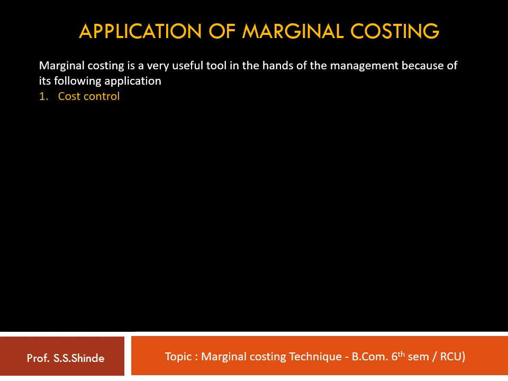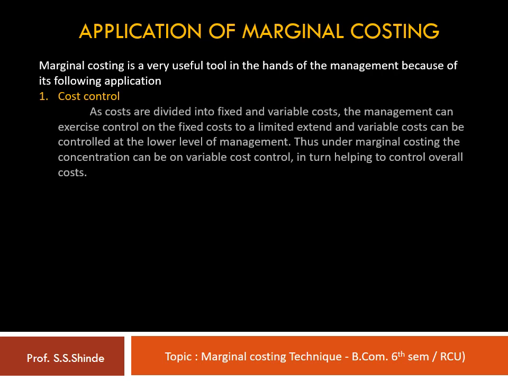The first one is cost control. As costs are divided into fixed and variable costs, the management can exercise control on the fixed costs to a limited extent, and the variable costs can be controlled at the lower level of management. Thus, under marginal costing, the concentration can be on variable cost control, in turn helping to control overall costs.